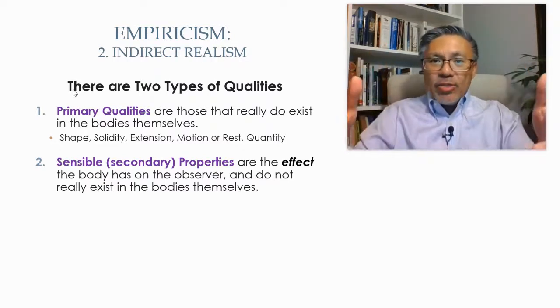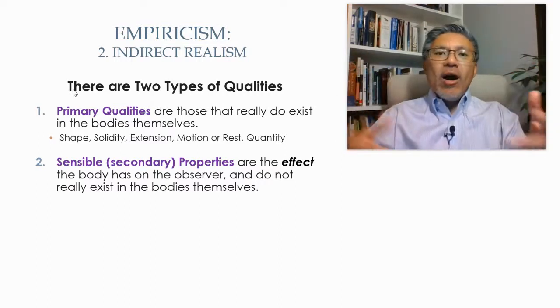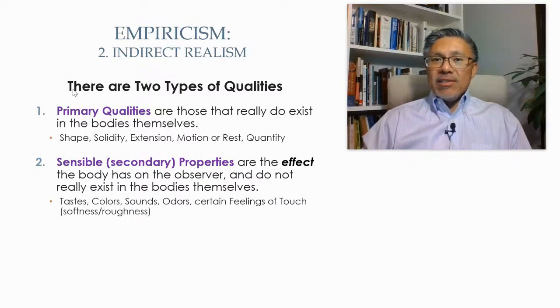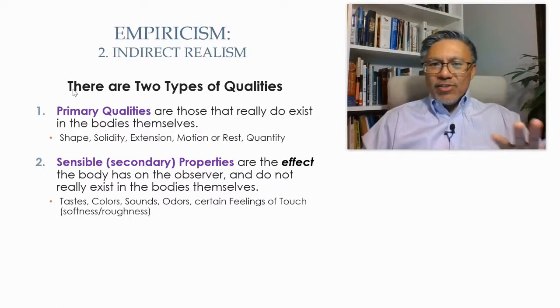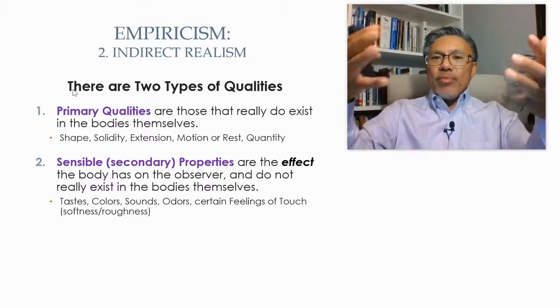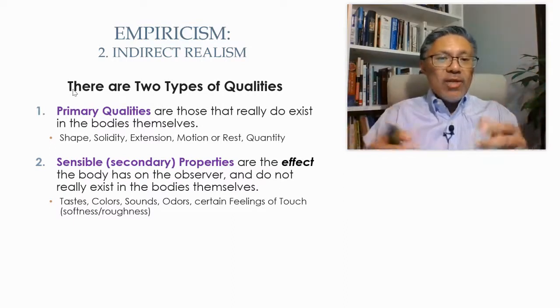They're not in the object, they're the effect of it on us. They do not really exist in the object itself. So, examples he provides of sensible properties are things like the taste of it, the color of it, the sound of it, the odor of it, the feeling of it when you touch it, if it's rough or smooth. He says those are all things you experience, but those are sensible properties. Those are how the objects affect us, and those aren't necessarily in the objects themselves.